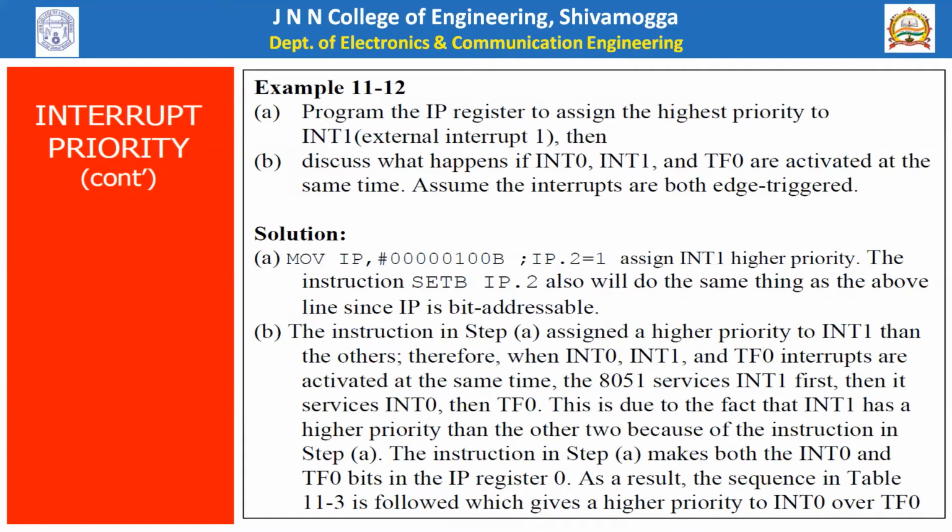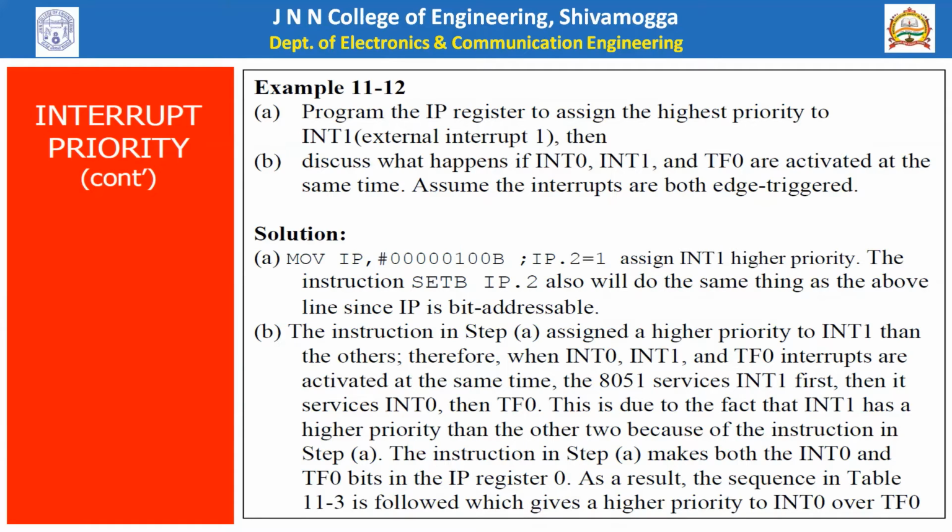For example, program the IP register to assign higher priority to INT1. Then discuss what happens if INT0, INT1 and TF0 are activated at the same time. Assume interrupts are both edge triggered.